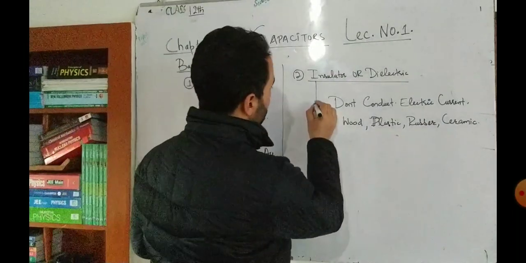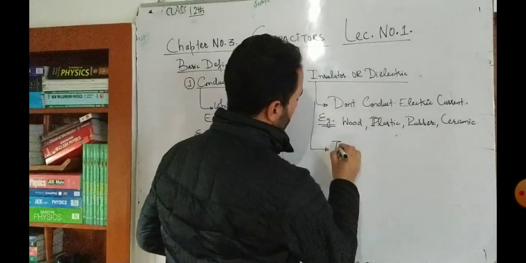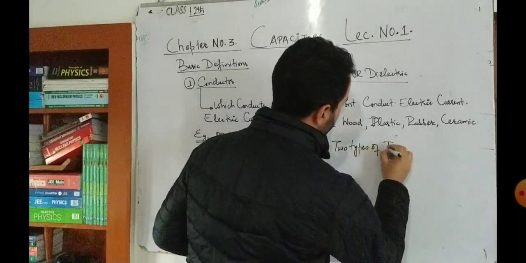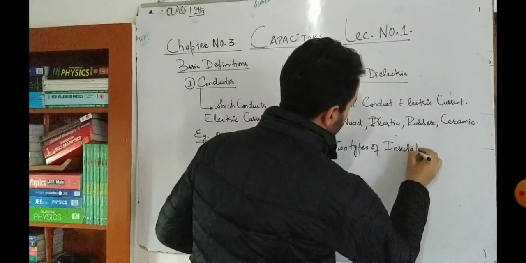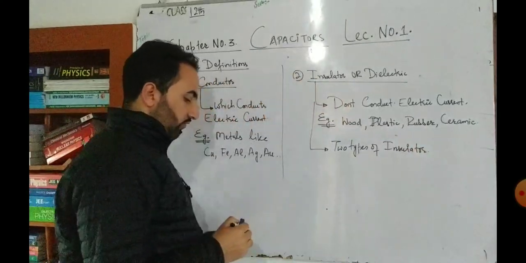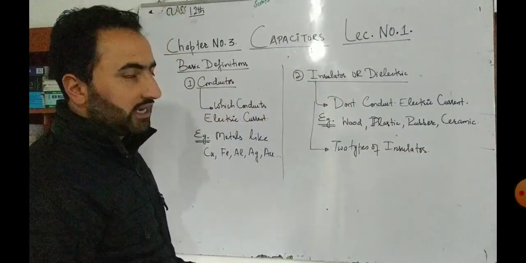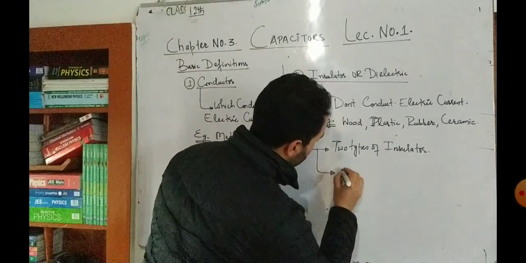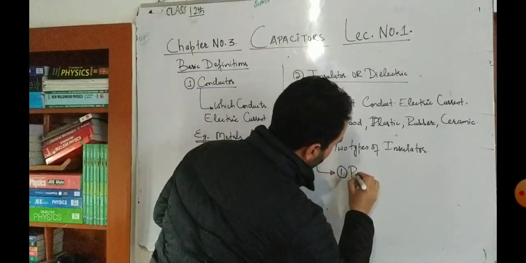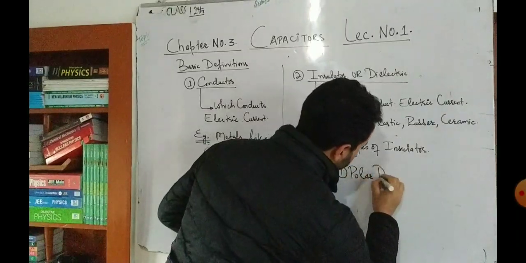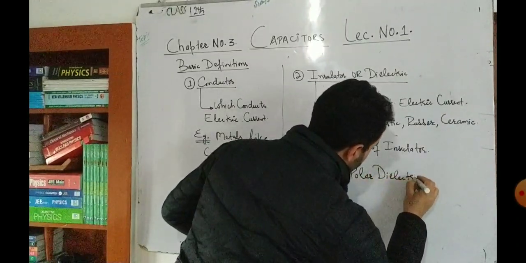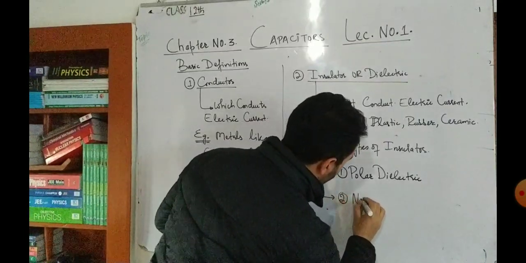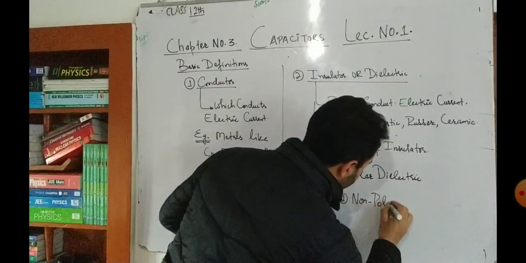Then further, these insulators are classified in two categories. There exist two types of insulators. One we call polar insulators or polar dielectrics, and another we call non-polar dielectrics. Type first is polar dielectric, and number second is non-polar dielectric.